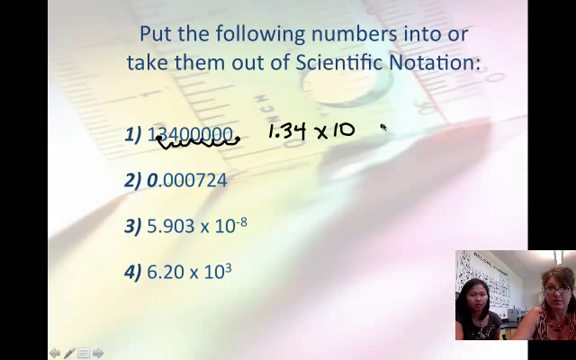Did we go left or right? Left. So we get a positive number, positive 7. That implies a big number. That's how we did number 1.